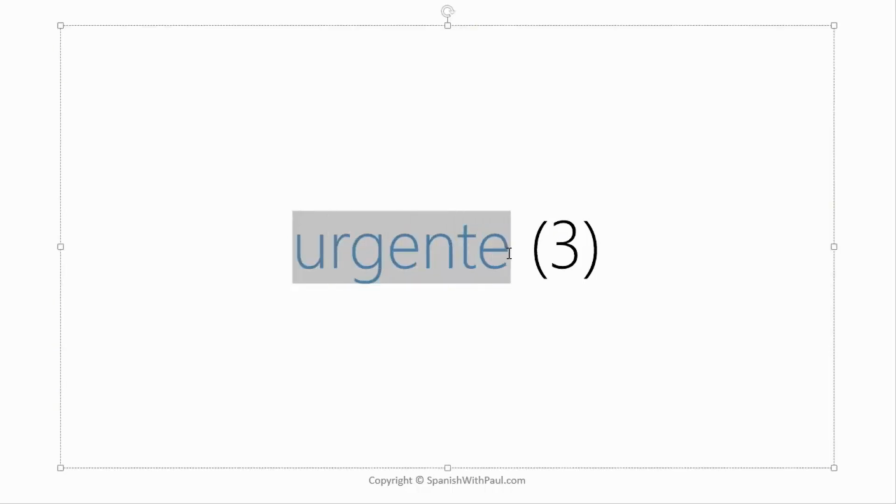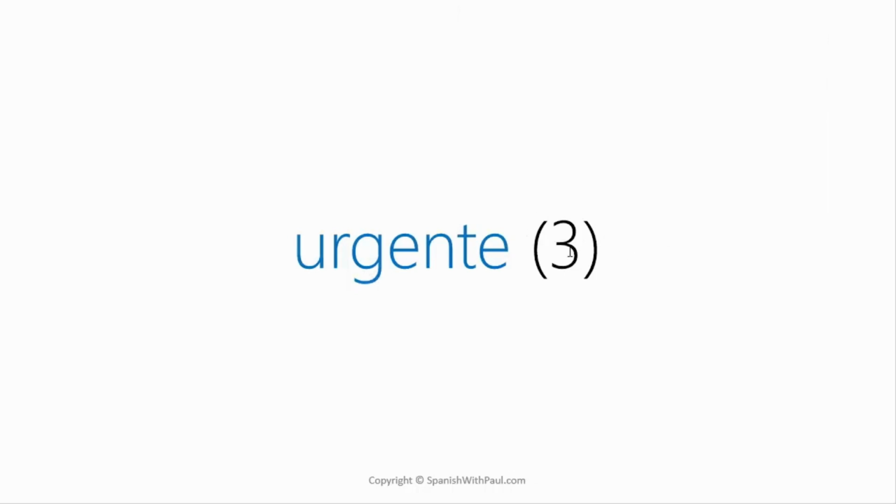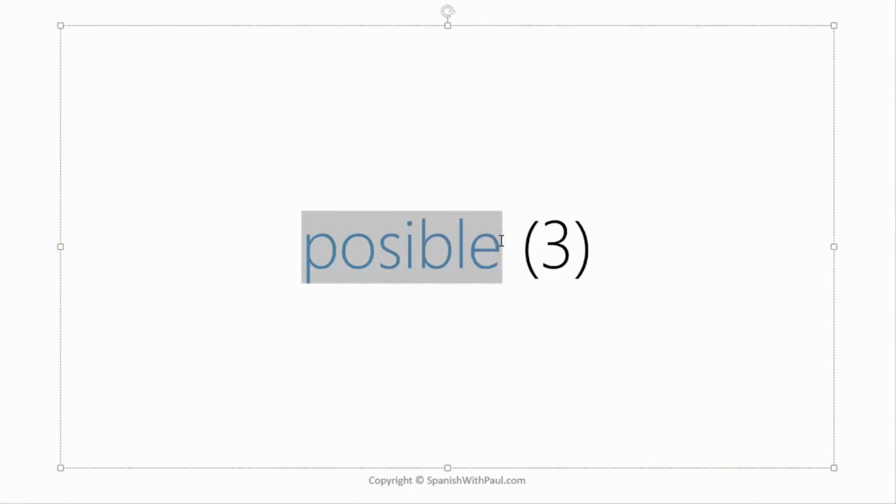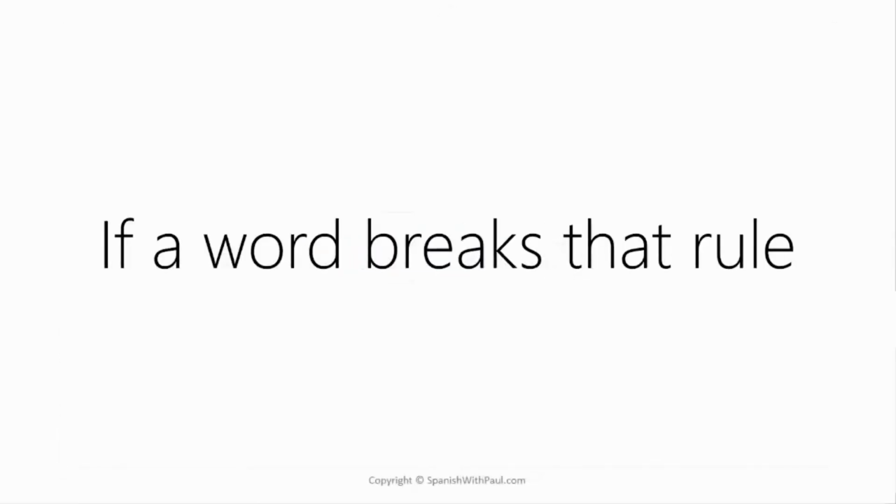Let's look at this word. We have urgente. So we have three syllables again. Your stress comes on the syllable before last: urgente. And we have another one here, posible, three syllables. This is the syllable before last here, so we have posible. Now, whenever a word in Spanish breaks that rule, they actually tell you.